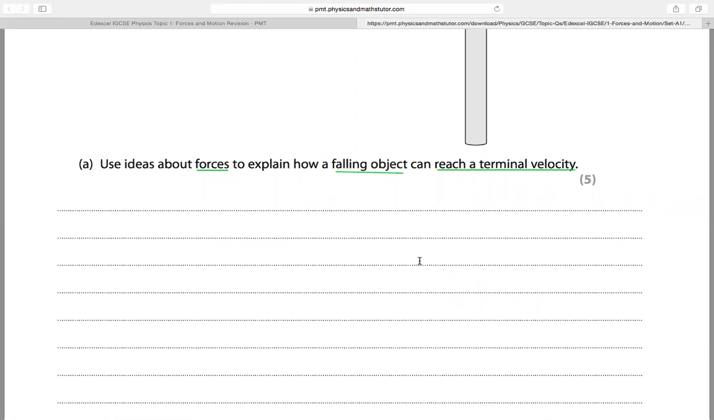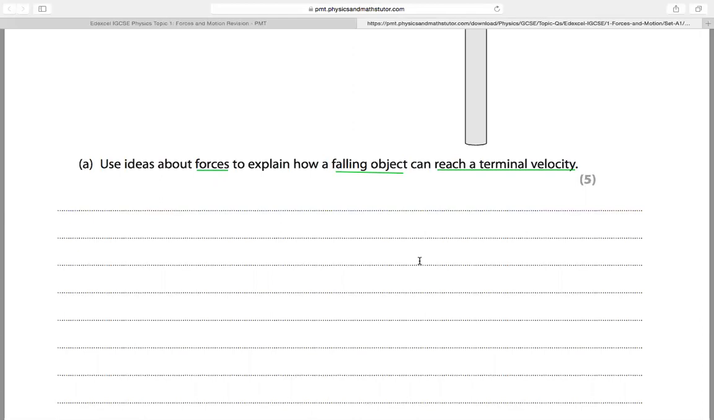Okay, let's start with this now. Now I have a falling object. When something is falling, is it falling upwards or downwards? Downwards, correct. So when the object is falling downwards, what is the force that is pulling it down? Gravity. So the first point you want to say is the falling object has a downward force, which is gravity.